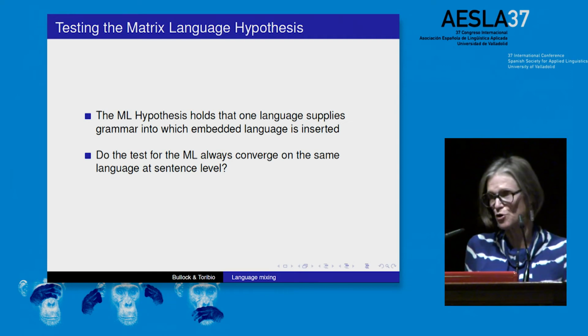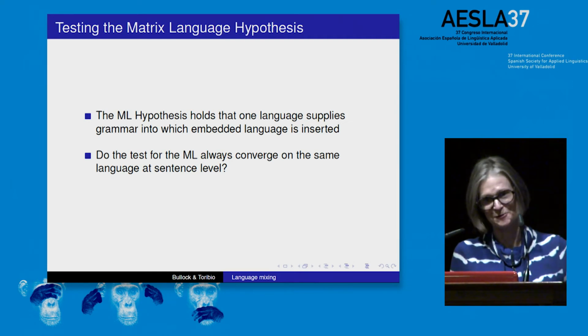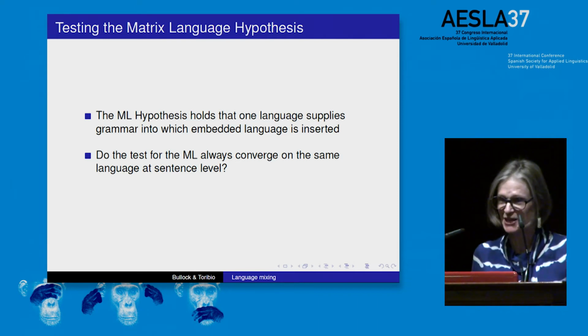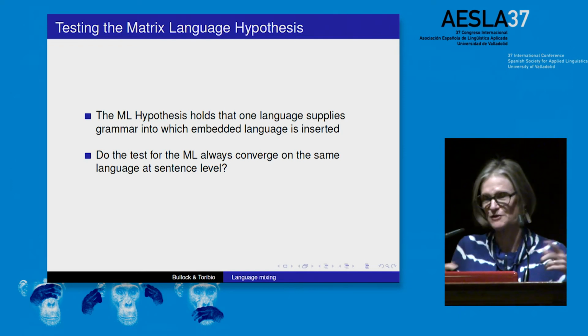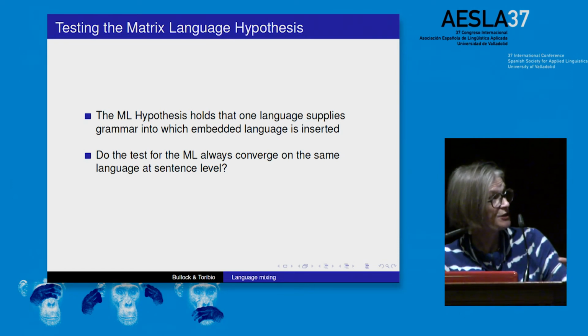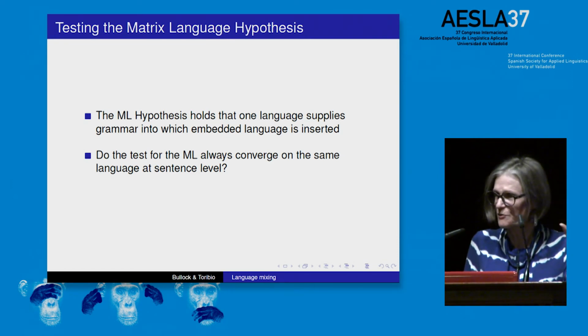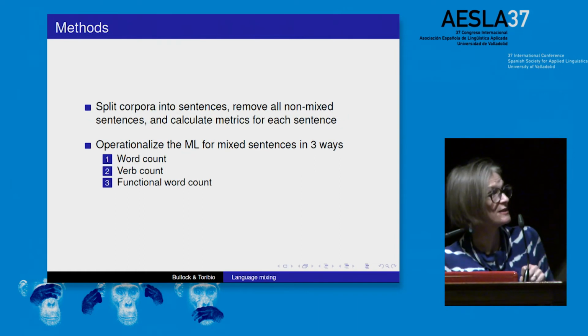So what we did is we just broke our corpora up into sentences, which was also difficult because there are no sentence tokenizers for bilingual data, which is another reason we're doing this project. So we're developing tools to work with bilingual data. But we broke them up into sentences. And what we want to find out is, do the different ways of measuring the matrix language converge across these sentences?